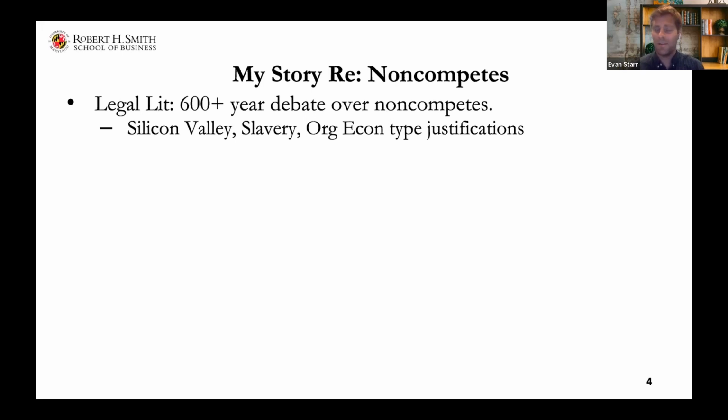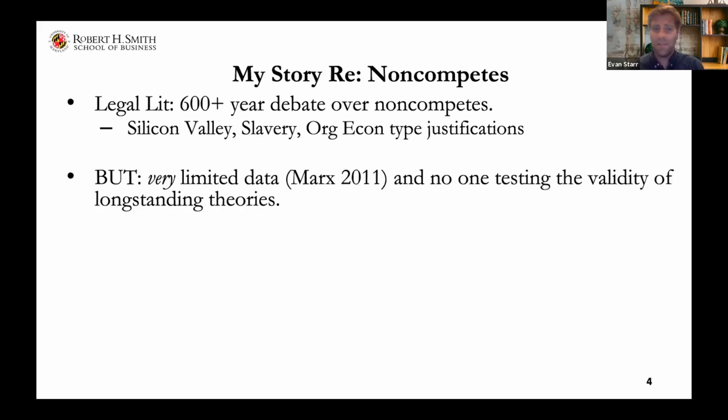The debate is all-encompassing. You've got people saying Silicon Valley arose because of California's ban on non-competes. You've got people saying non-competes are modern-day slavery. And then you've got a whole bunch of organizational economist theories saying non-competes are definitely good because workers wouldn't agree to them otherwise, and they solve holdup problems. And I just thought, wow, this is really interesting. There are lots of interesting questions going back a long time, but there's really very limited data on actual non-competes. At the time, Matt Marx's 2011 study was basically the only study of actual non-competes, and he did a survey of engineers, but there was no broader evidence testing against these competing theories.